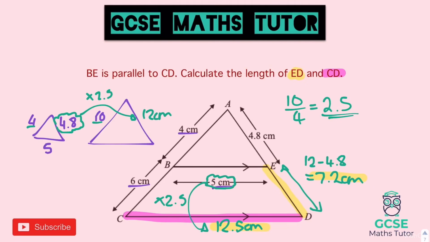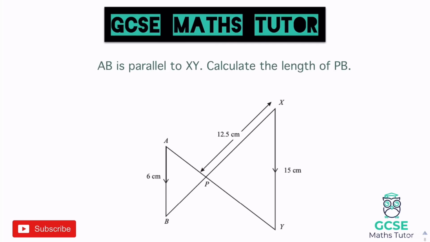Now I'll go have a look at one more type of question before we finish, so let's go and have a look at that. Okay, so this question says AB is parallel to XY, calculate the length of PB. And again, we can see that we've got our parallel line symbols here and here.